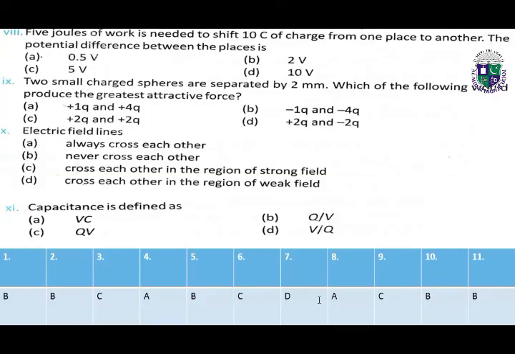So here we have the correct answers of all these MCQs. First MCQ answer is part B. Number 2, also part B. MCQ number 3, part C. MCQ number 4, part A. MCQ number 5, part B is the correct answer. MCQ number 6, part C is the correct answer.